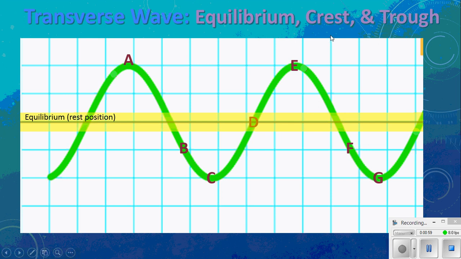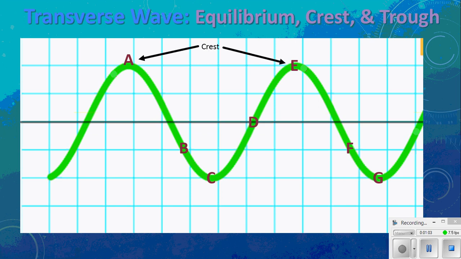The crest, there are actually two crests shown on this picture. Points A and E are the crests. They're the highest points on the medium, on the rope or the string. They have the maximum upward displacement. On the opposite end of that, we have what are called the troughs, points C and G. Those are the lowest points on the medium. Those are the maximum downward displacement.